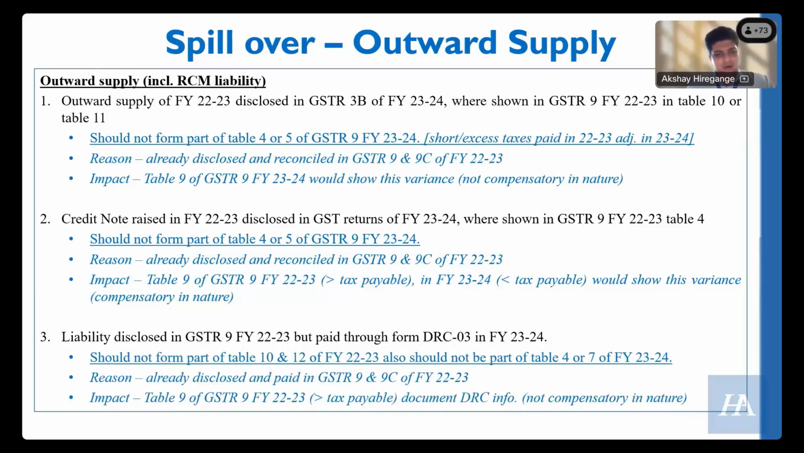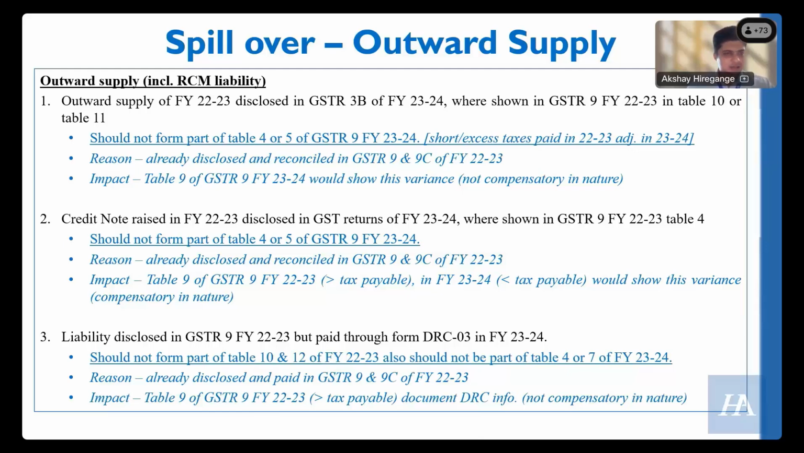Because the taxes were already paid, in this instance it would have been added in the GSTR 9 or 9C of 22-23, and to this extent your tax payable would have increased, and against this you will have a DRC-03 payment, and this again is not compensatory in nature. So these are various situations of spillover transactions, their disclosures, and how they need to be managed.